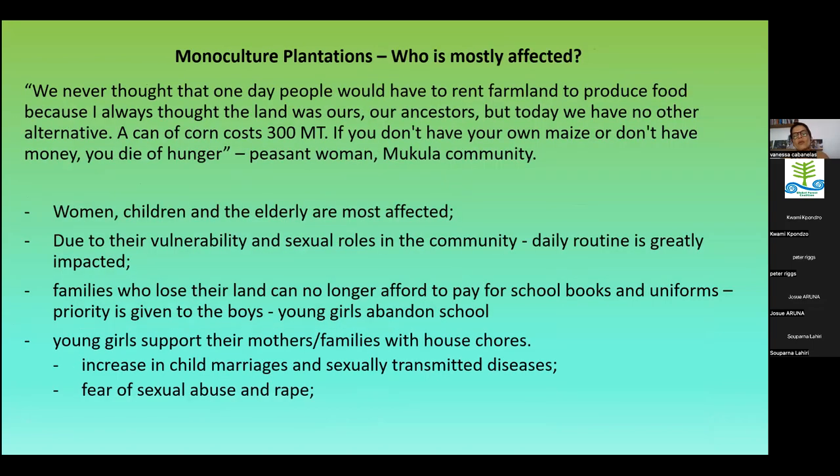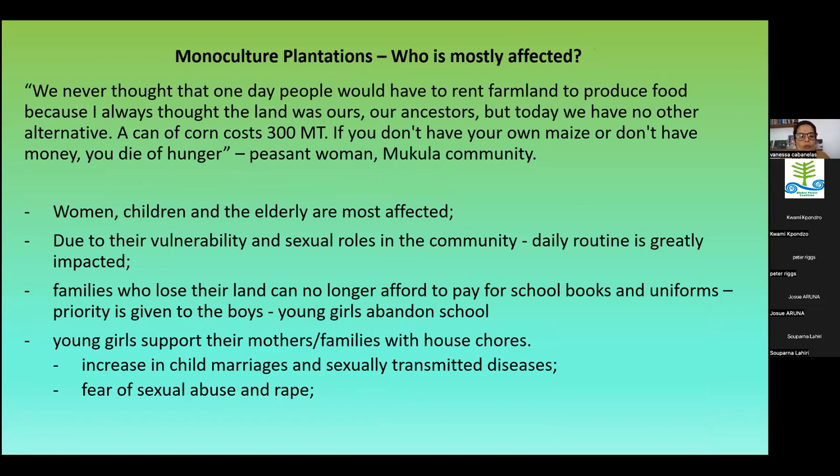From what we've seen in these years, and we've been monitoring these plantations and their impacts on these communities for more than 10 years, there's no positive impact. There's no economic development. There's no improvement of livelihoods. There's only worsening of the poverty that was already there, yes, but it's worse now.